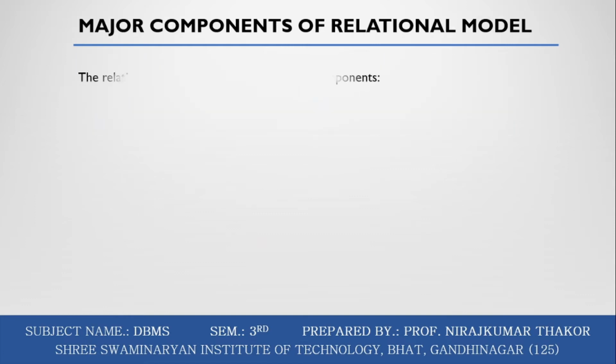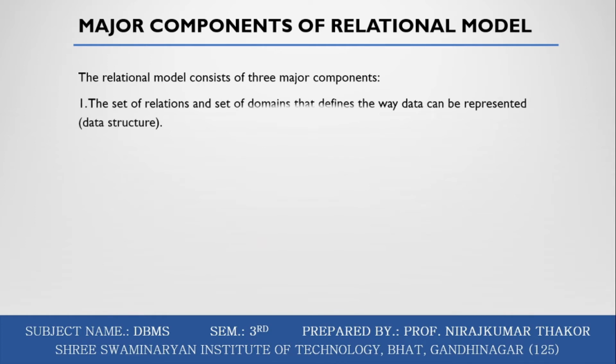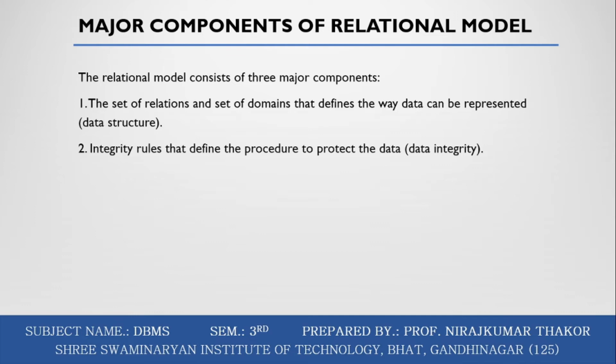Now, major components of the relational model. The relational model consists of three major components. The first one is a set of relations and a set of domains that defines the way data can be represented. It means the data structure. What is the structure of this data? That's the first major component of the relational model. The second one is integrity rules that define the procedure to protect the data.